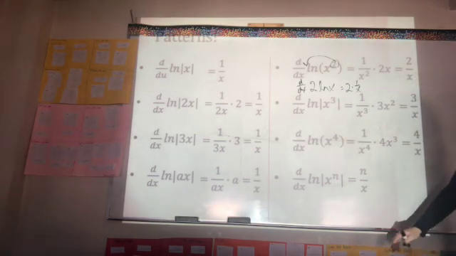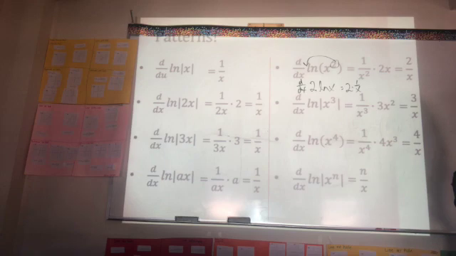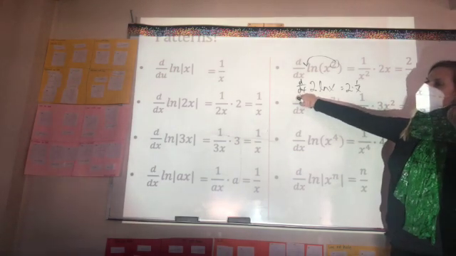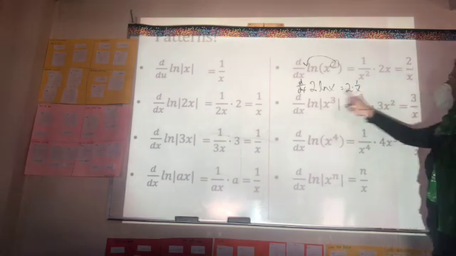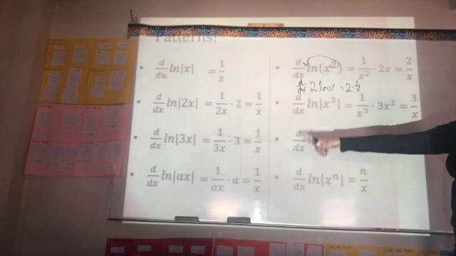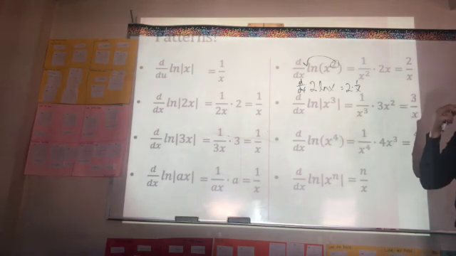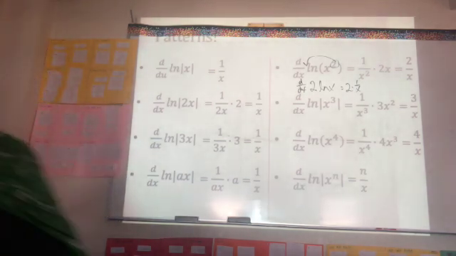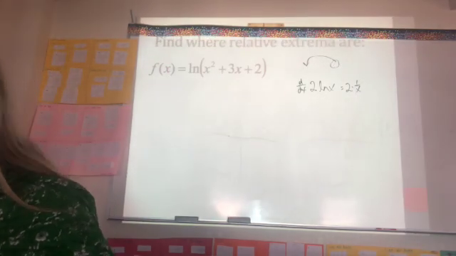Wait, ln of x equals 1 over x? No, that's the derivative. The derivative of ln of x is 1 over x. So that's what the d dx is about. It means the derivative equals this. And then look on the left just to remind yourselves, if there's a constant, it doesn't make a difference. Just little tips.